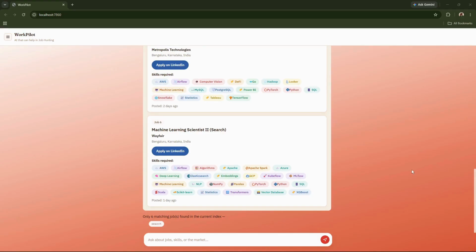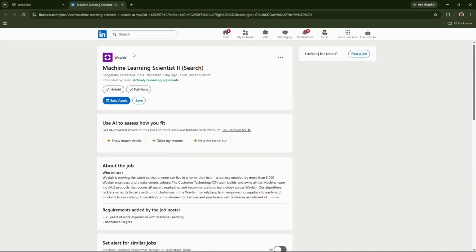If you check out these cards, they contain all the information available on the job listing itself on the LinkedIn platform. For example, the company's name, the job role, the location, the apply link, the skills required, and when it was posted. Let's check out the link itself. As you can see, it's a working link.